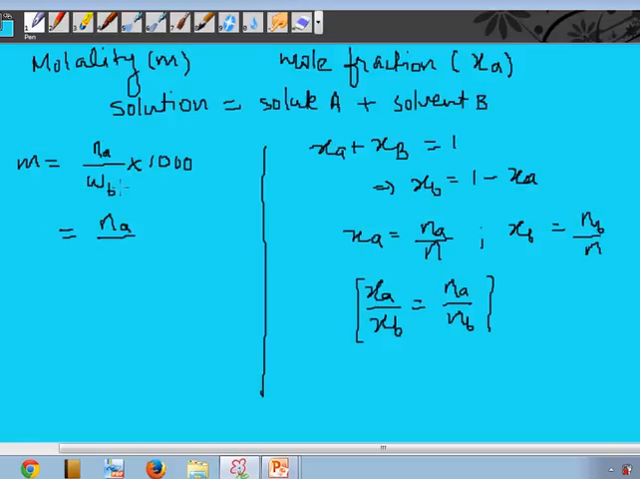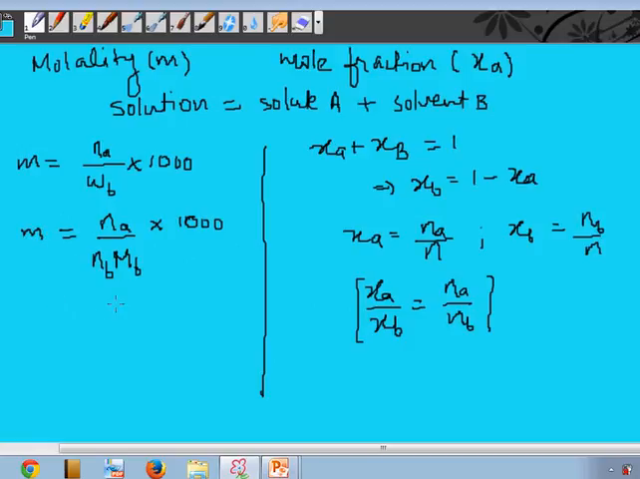What is WB? Mass. WB is the mass of solvent. Mass of solvent will be equal to moles of solvent into molar mass of solvent, just like we did in the case of molarity. You remember, just a few slides back, mass of solute is equal to moles of solute into molar mass of solute. Similarly, mass of solvent will be moles of solvent multiplied with molar mass of solvent. So this multiplied with 1000 will give me molality.